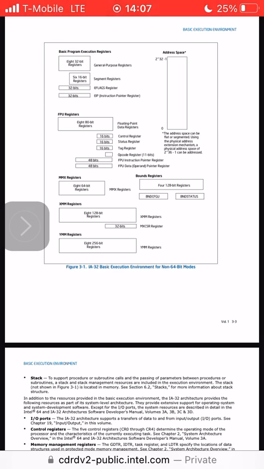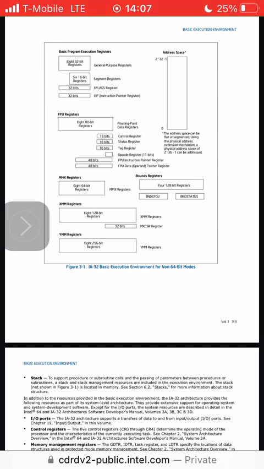Real Address Mode. This mode implements the programming environment of the Intel 8086 processor with extensions, such as the ability to switch to protected or system management mode. The processor is placed in Real Address Mode following power up or a reset.